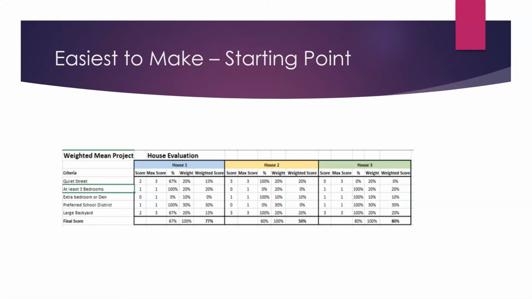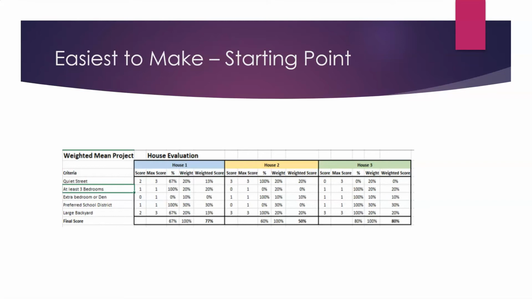So if we look at the first line where it says quiet street, I scored that as 2 out of the maximum score of 3. And then we divided in the third column where it says percentage, that's simply the score divided by the maximum score, which gives us 67%. Then the weight that we attach to it, that's the importance, at 20%. The weighted score then is the 20% times the 67%, or 0.2 times 67, which gives us 13%, and so on.